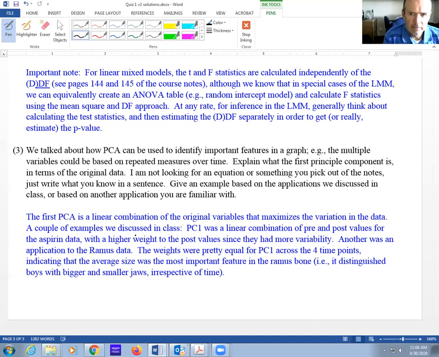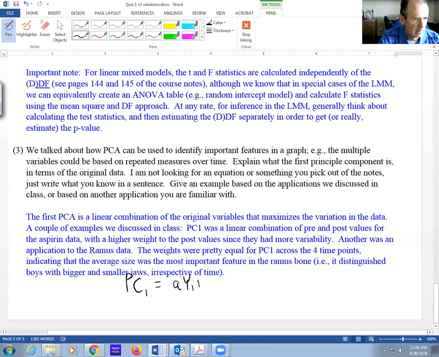I think maybe I need to be a little more specific in what I'm asking. Sometimes that happens. I ask something that's pretty general, and it could be interpreted in different ways. So let me be more specific in my question. PC1 in general is going to be something that looks like this: a times y1 plus b times y2 plus c times y3 and so forth.